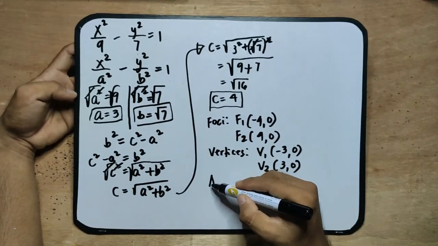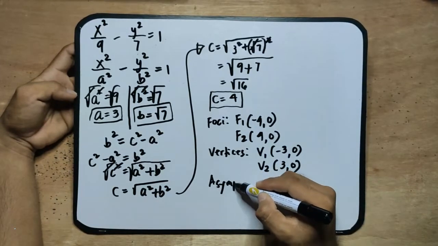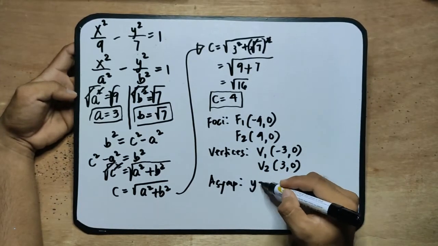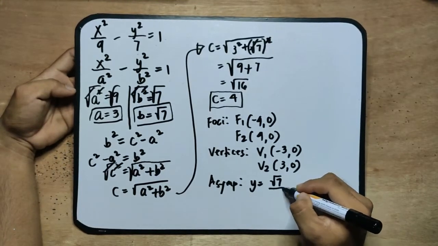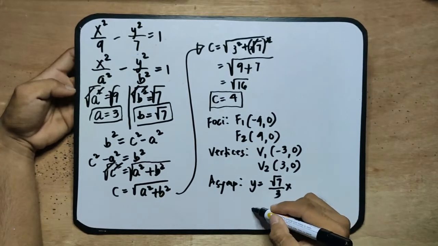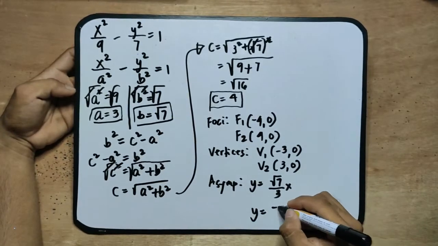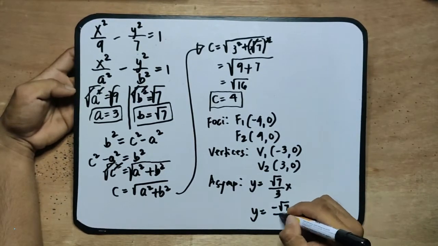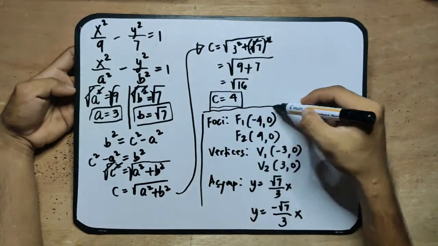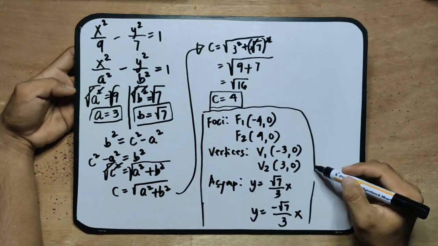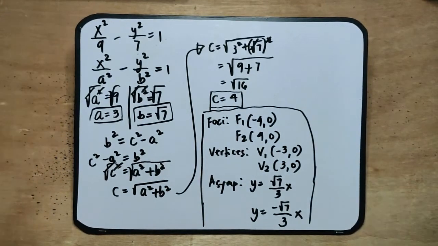And then, our asymptotes will be, we have Y is equal to B all over A. So, square root of 7 all over 3x. And then, the second one is Y is equal to negative square root of 7 all over 3x. So, these are our answers. Understood?